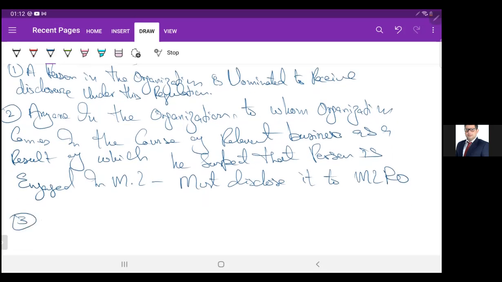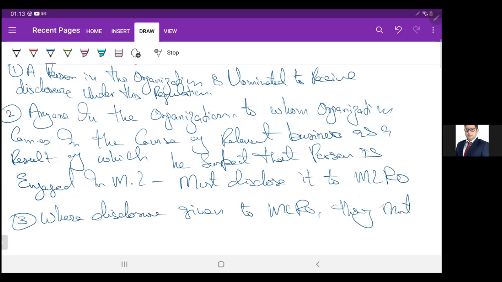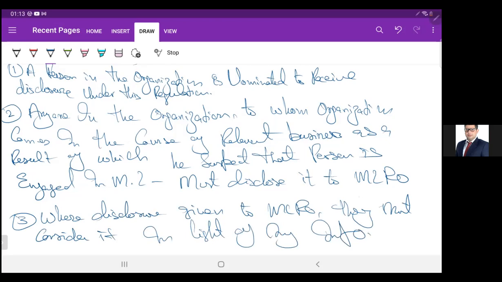Three, where disclosure is given to the MLRO, they must consider it in the light of any relevant information which is available to the organization and determine whether it gives rise to suspicion or not. So far, so good. I hope you're getting it.